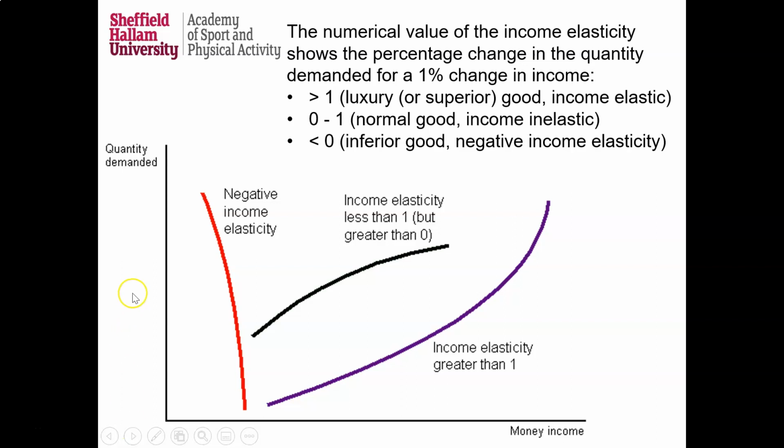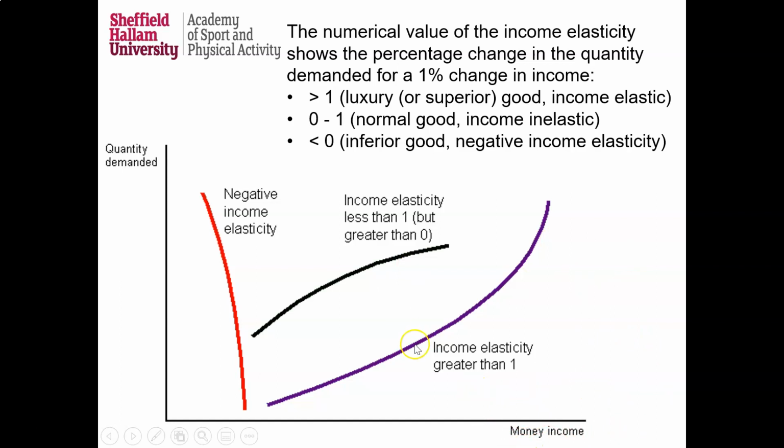Well, here we see a chart, and do be aware that the chart axes have switched here. Whereas when we looked at price, we had quantity demanded along this axis, and we had price here. Here we've got the quantity demanded on this axis and change in income here. And let's start off with looking at a superior good. So a superior good is a good which has an income elasticity greater than 1.